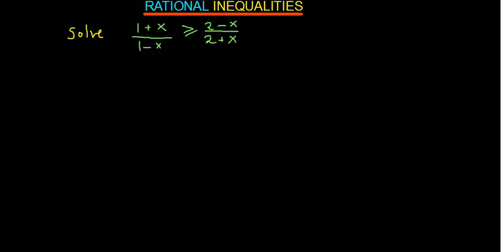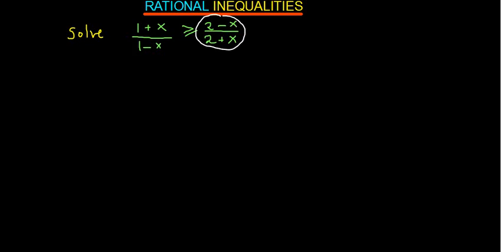So (1 plus x) divided by (1 minus x) is greater than or equal to (2 minus x) divided by (2 plus x). Now friends, we're going to take this to the other side. If you want, you can also take the other one to the other side, but it is better to take the one on the right hand side to the left hand side. So what you're going to have is (1 plus x) divided by (1 minus x).